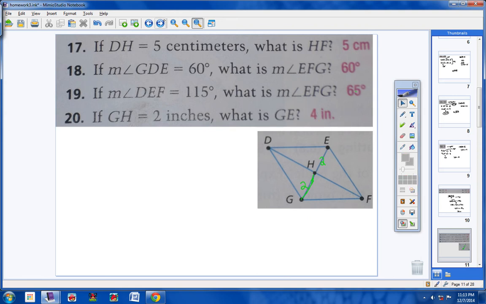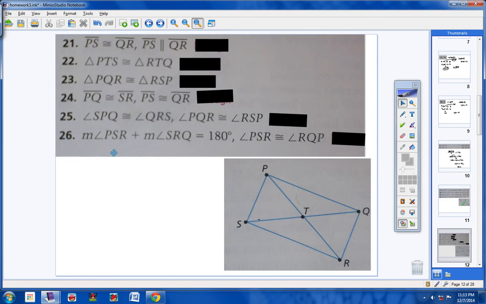Alright, moving on to numbers 21 through 26. Okay, here's the question they're asking. Do we have enough information to state for sure that we have a parallelogram? So let's find out. Here we go. Number 21. PS is congruent to QR.